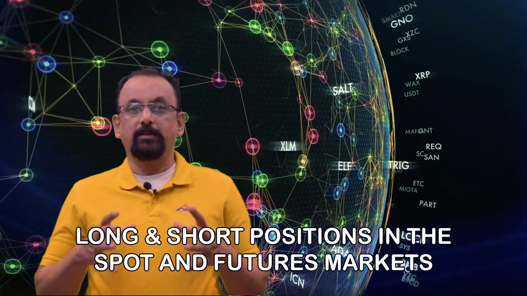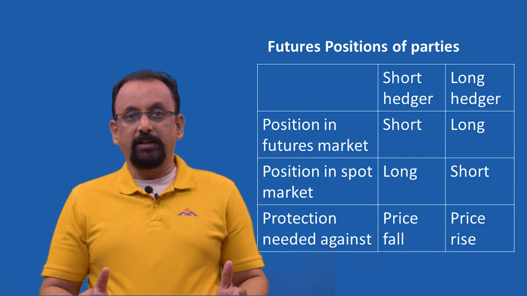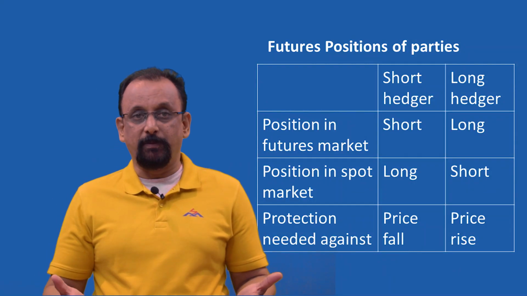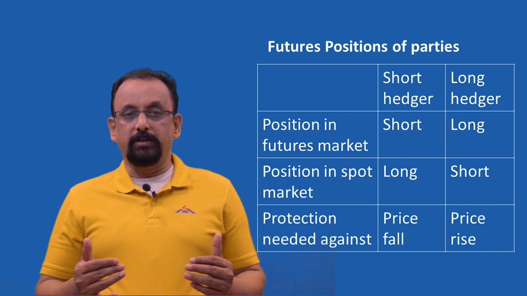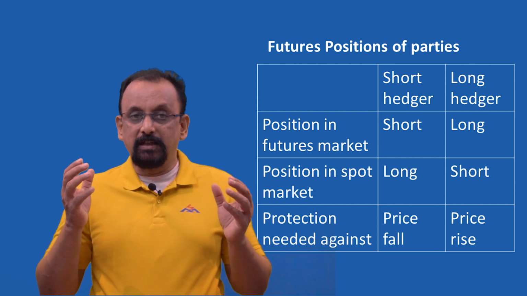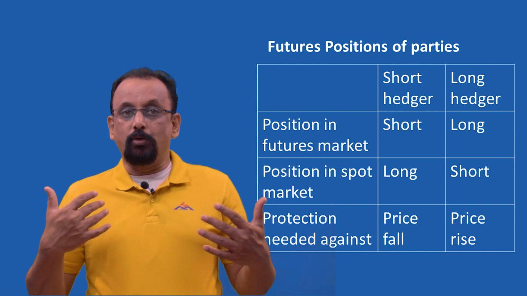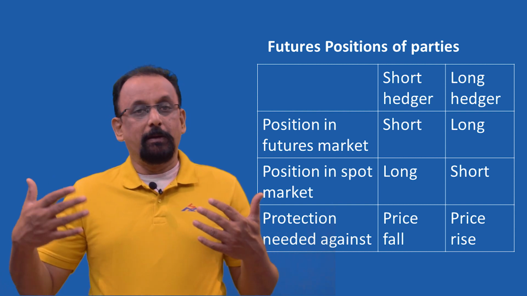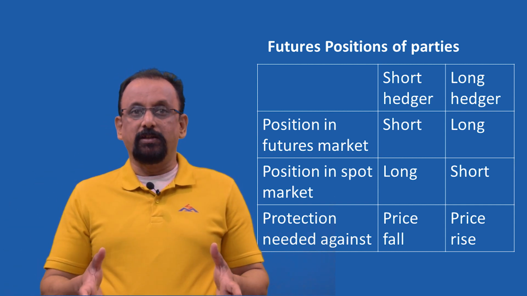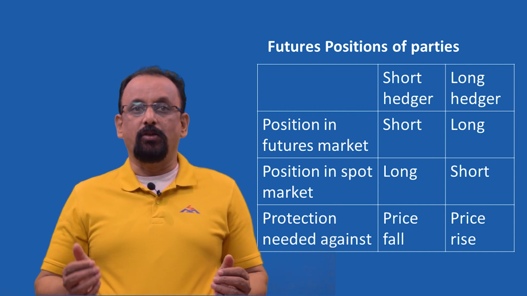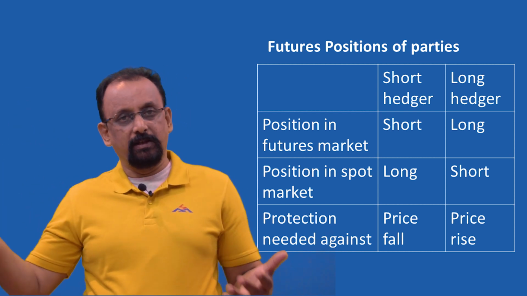Now let's understand the position of the two parties in the futures market and the spot market. The short hedgers are having a short position in the futures market, and that's why they are called short hedgers, whereas those short hedgers are typically having a long position in the spot market. That is, they may possess the commodity at that point in time, or they may be a producer who intends to produce that commodity by the time the execution of the futures contract has to happen. Now, the short hedgers are trying to protect themselves against the risk of fall in the prices of the commodity at that time when the futures contract is supposed to be settled.